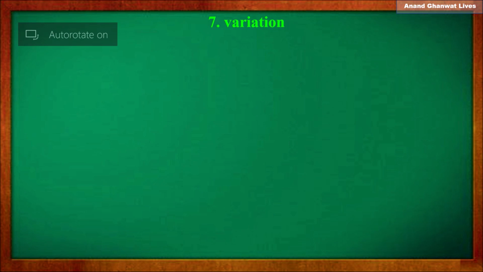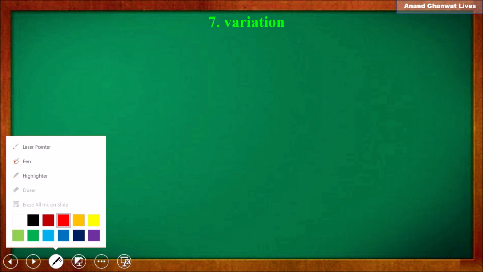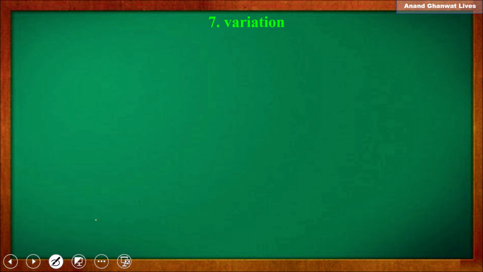In this lecture we are going to learn the 7th chapter, that is variation. Let us first understand the meaning of variation. To vary means to change. Let us understand with an example.